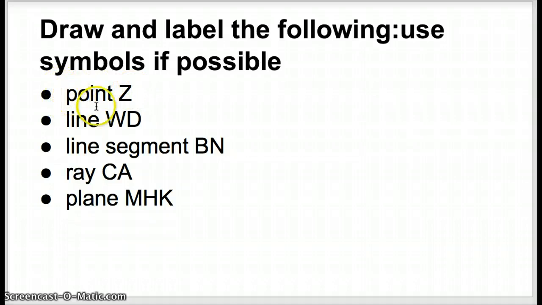So I want you to draw point Z and label it. I want you to draw line WD and label it. I want you to draw line segment BN, and I want you to draw ray CA and plane MHK. All the letters that I've chosen are random. There is no specific letter that has to be anything specific. Usually in math they like to use alphabetical order, but it does not have to be at all. It can be any letters you want.